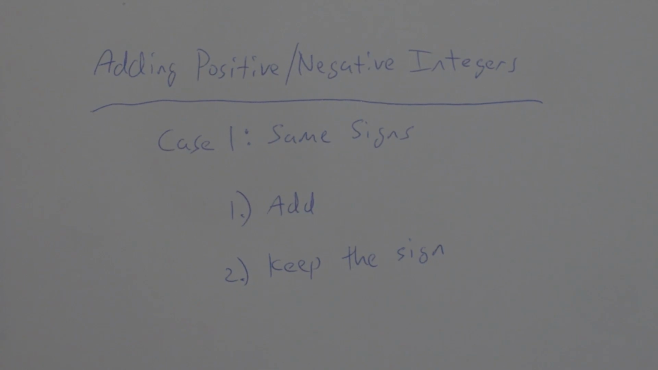Okay, so this is just a shortened version of the rules that I gave you a second ago. This is adding positive/negative integers. This is case 1, same signs, and we're just saying to add and keep the sign. So this is the rule that you should keep in your head. You should memorize it, keep it in your heart. And I always keep this up in my room just to help students remember the rules when adding same sign integers.